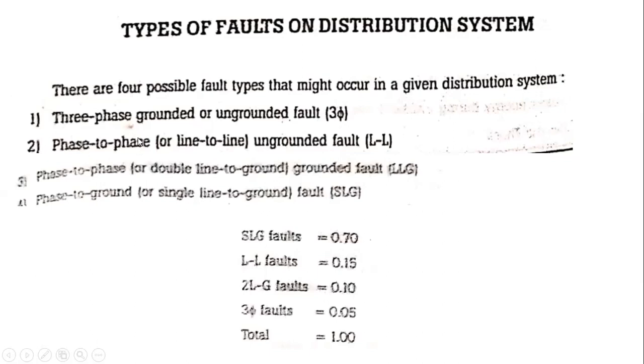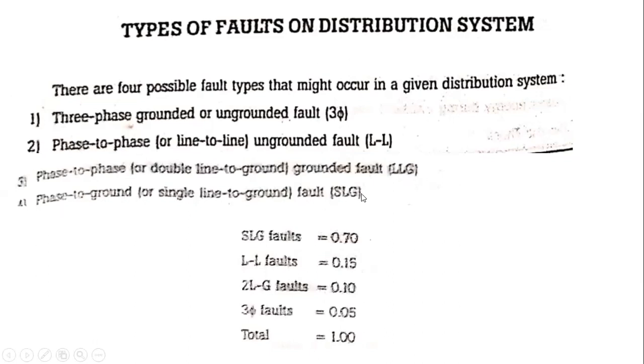The next one is the phase-to-phase or line-to-line ungrounded fault. The fault occurs between two phases or two lines. Then there is the two lines to ground fault, that is phase to phase to ground, the double line to ground fault, that is the LLG.